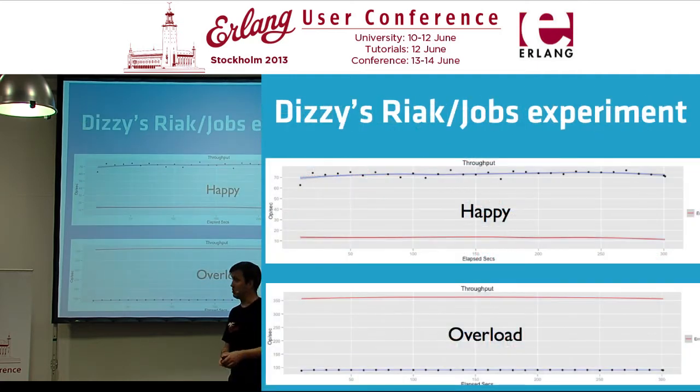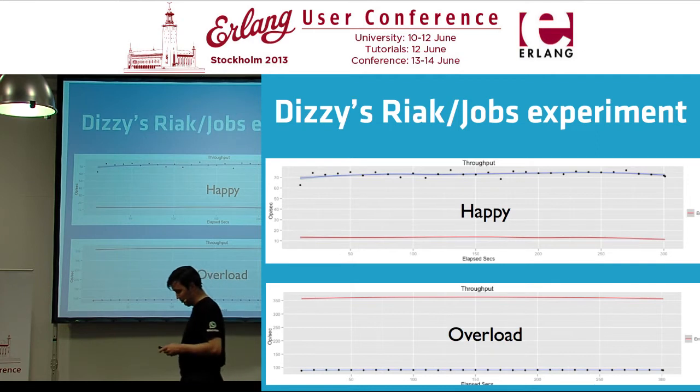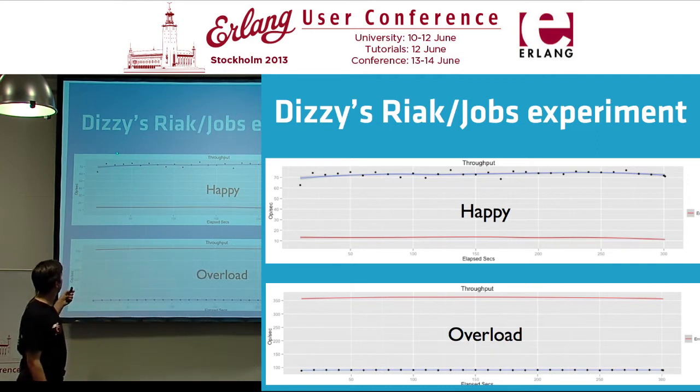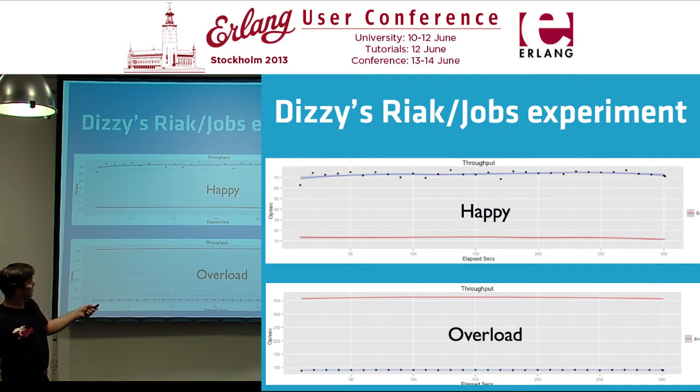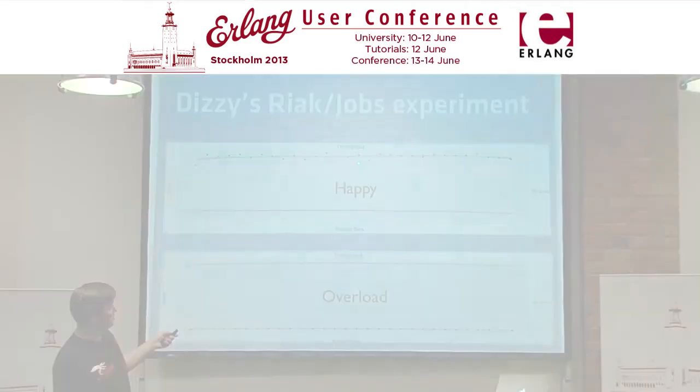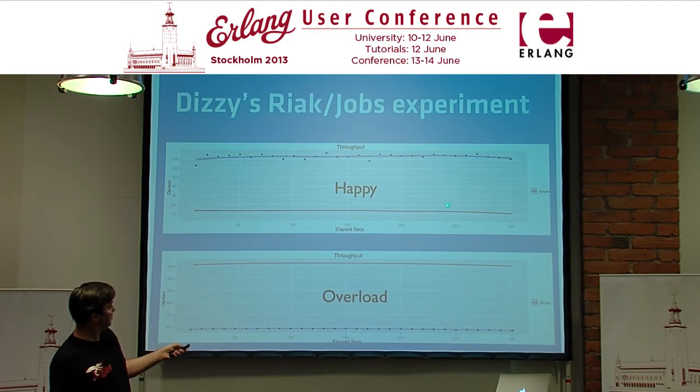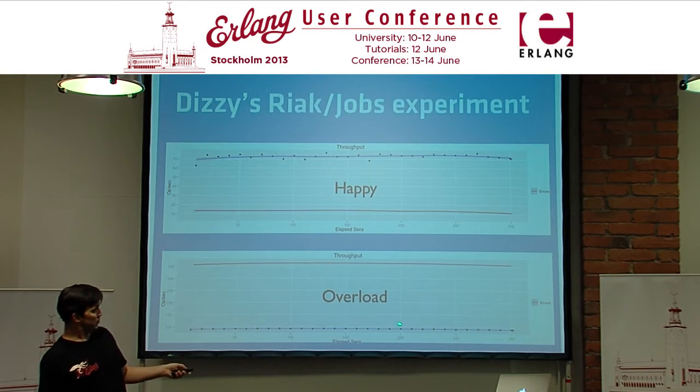He ran some Basho Bench tests. This was a throughput graph. This is where the system is not overloaded, and they're running about 70 operations per second with few errors. And here is an overload situation where you are running pretty much a similar throughput. This is over 5 minutes, and obviously many more errors. So a lot of jobs are rejected, but you're still getting pretty high throughput.